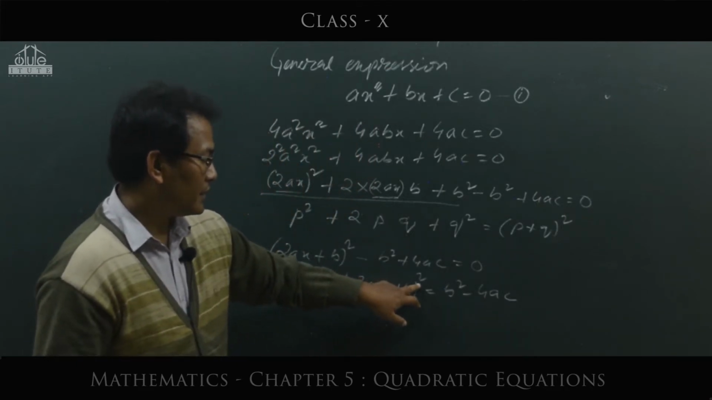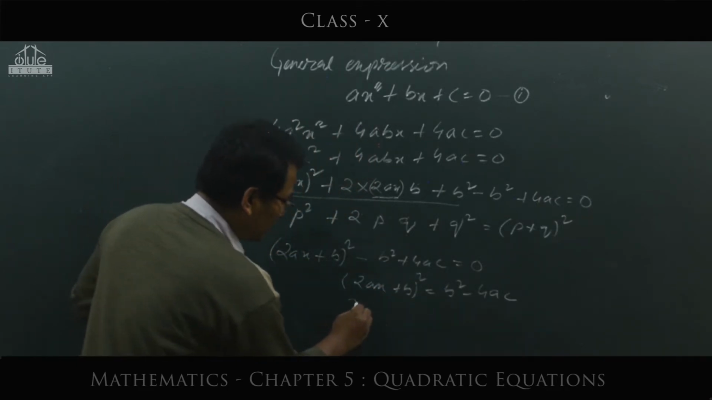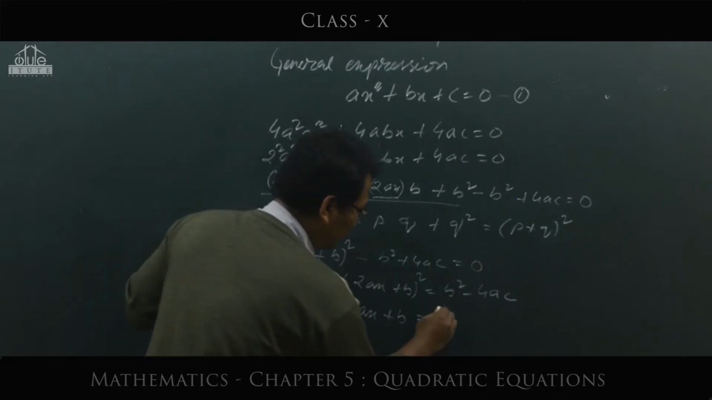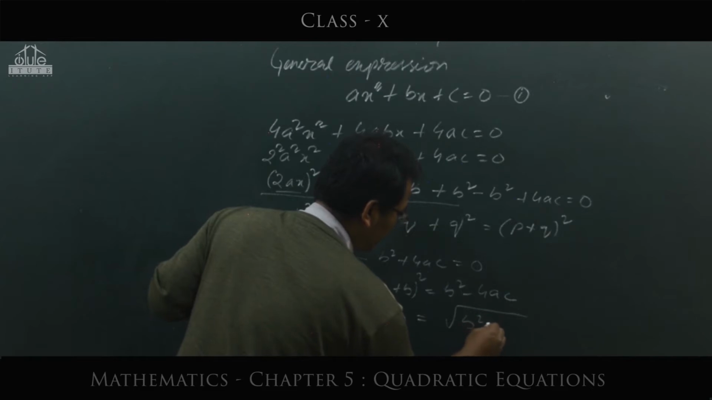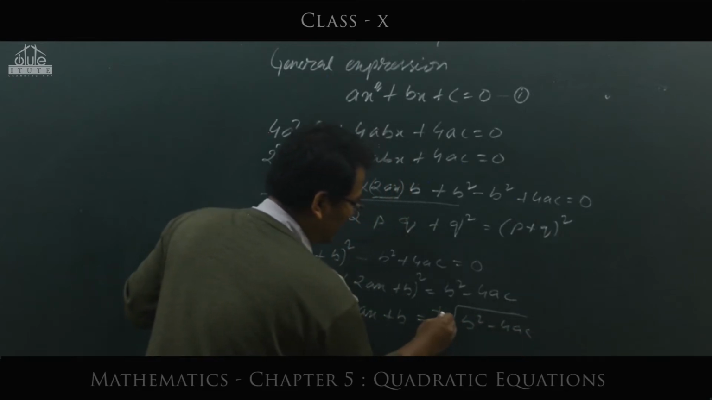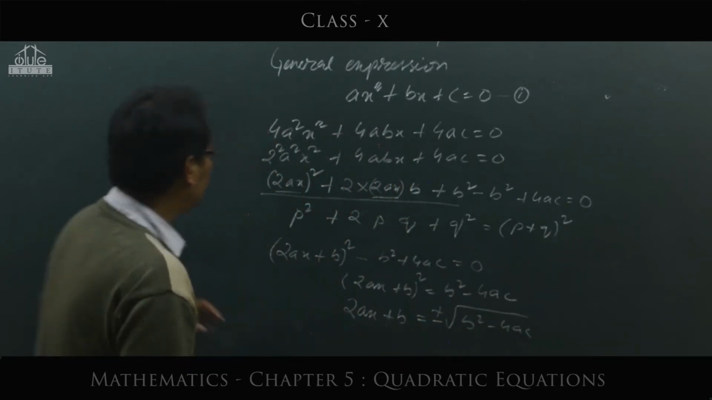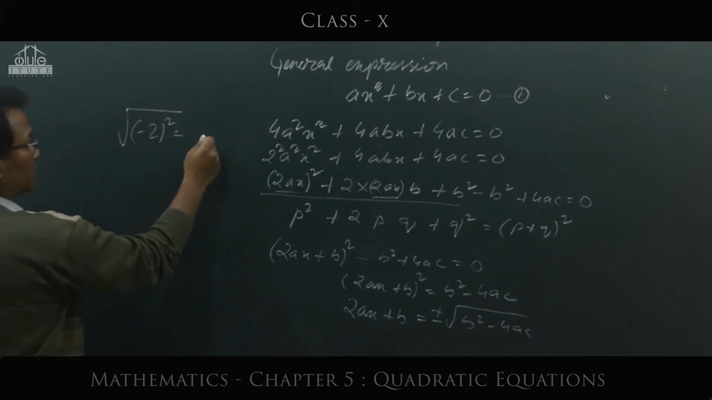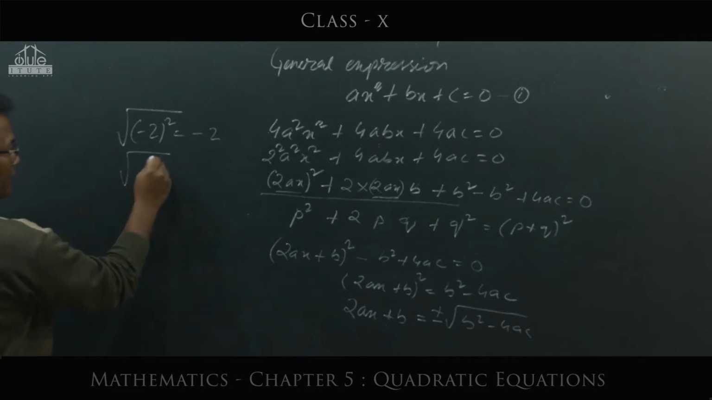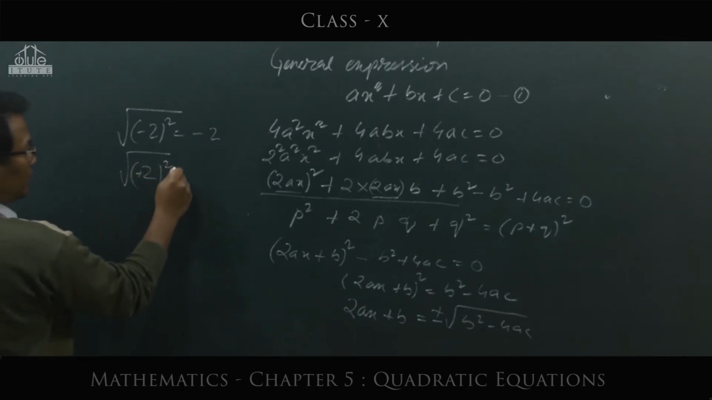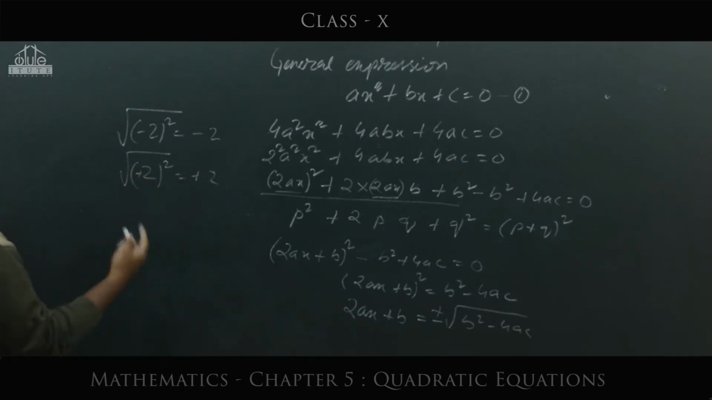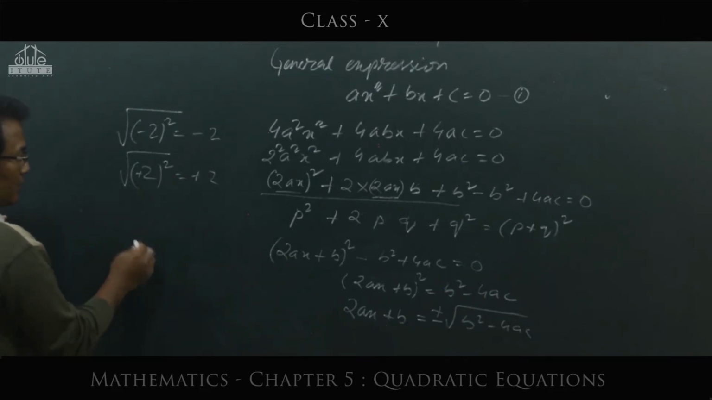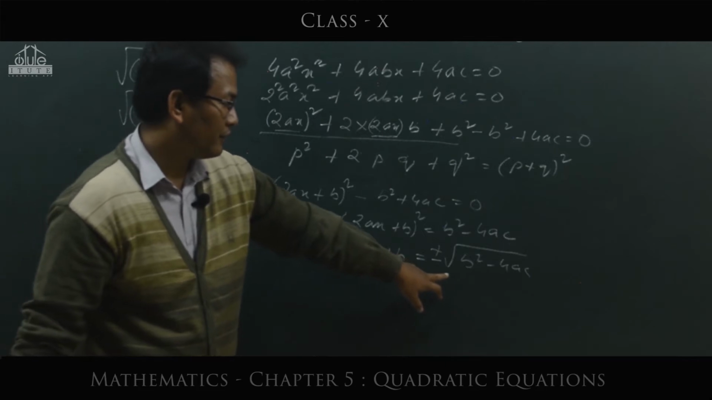Now taking square root on both sides, it becomes twice of ax plus b equal to plus minus root over b square minus 4ac. Let's say if I have root over minus 2 square, this is minus 2. If I have root over plus 2 square, this is plus 2. So whenever there is a square root, it can have negative and positive, so I can write plus and minus in front of the root.